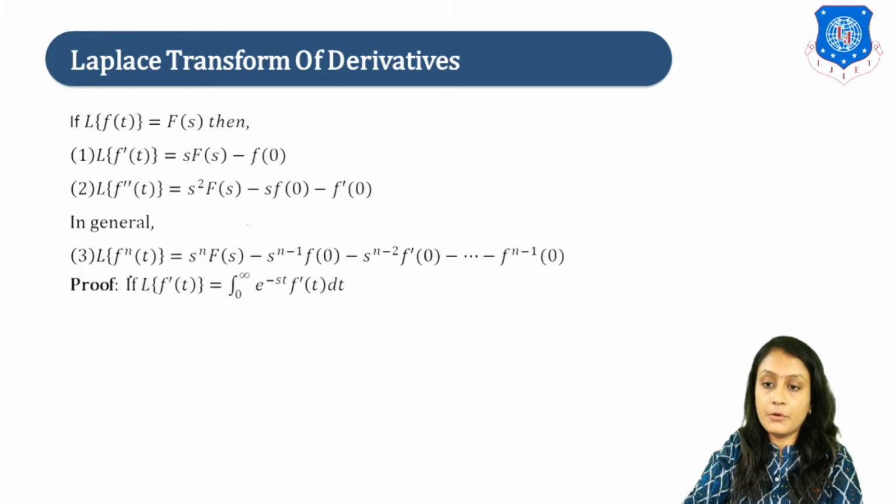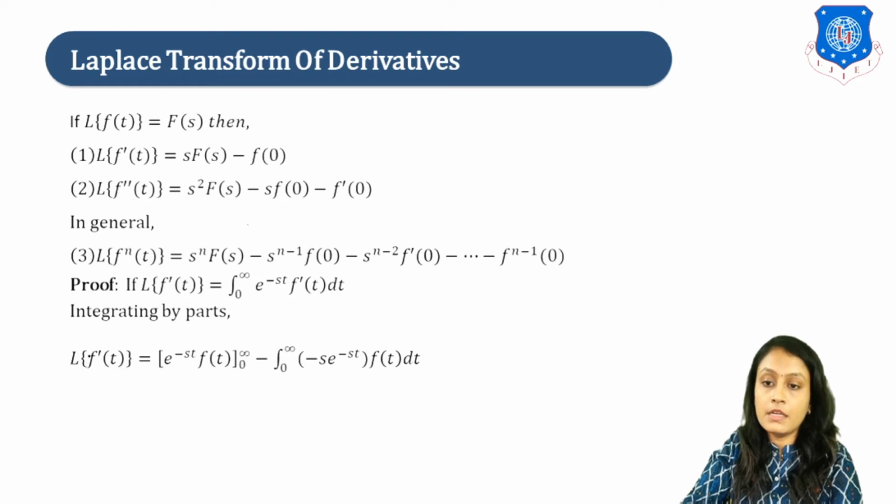Now let's begin with the proof. Laplace transform of f dash t is what? Integration 0 to infinite e raised to minus st f dash t dt. Okay, now what we will do, we'll integrate it by parts. Okay, so what you will get here, Laplace transform of f dash t is e raised to minus st as it is. Okay, now integration of f dash t is what? f(t), and the limits are 0 to infinite minus integration 0 to infinite. Okay, now we'll find the derivative of this term with respect to t. So this is minus s e raised to minus st.